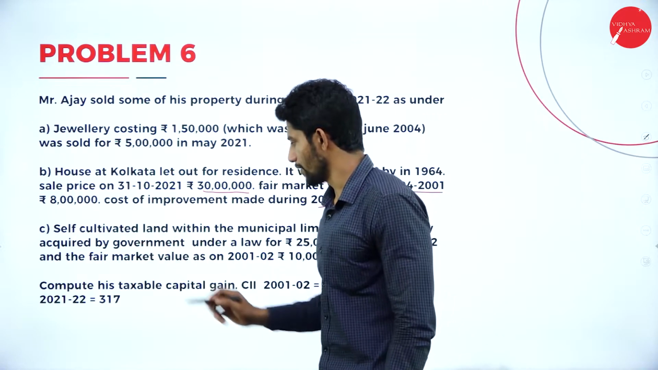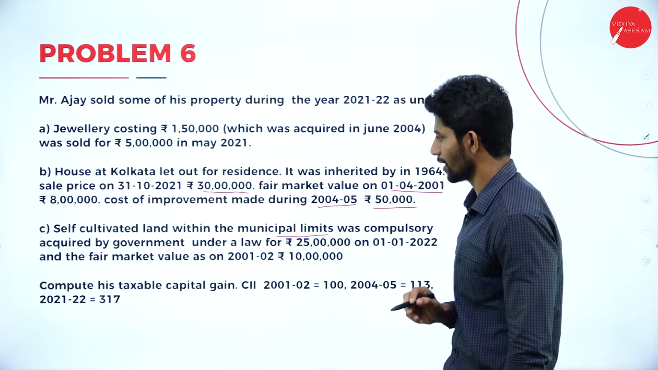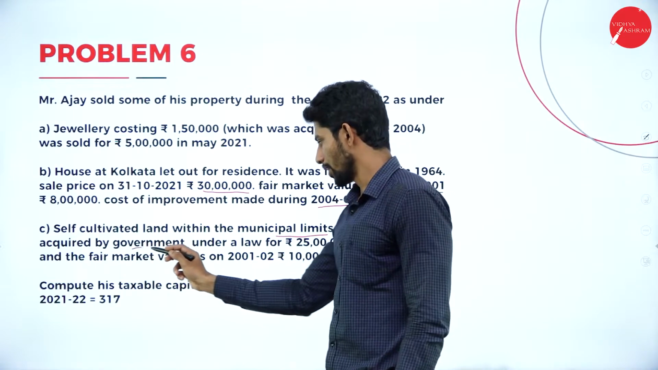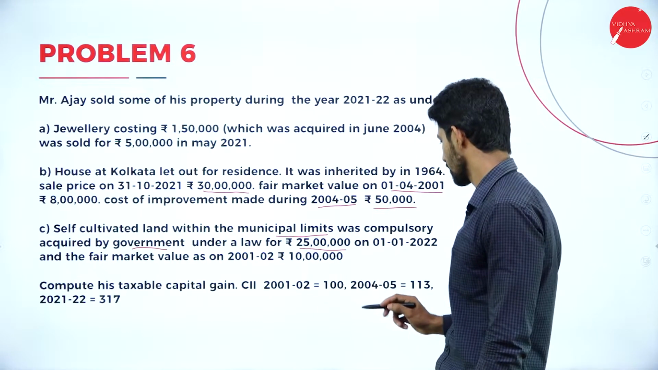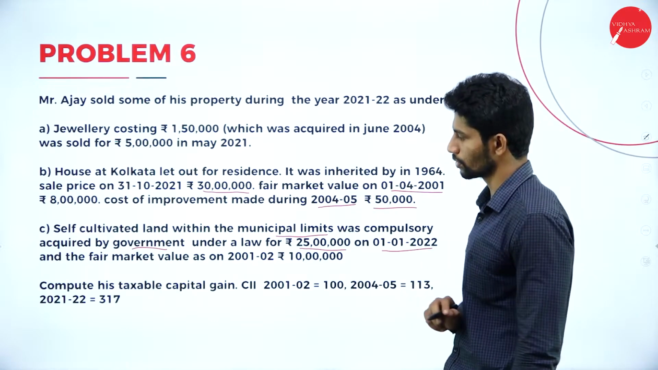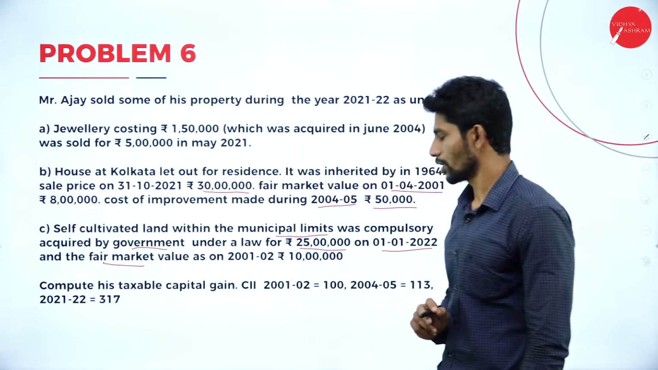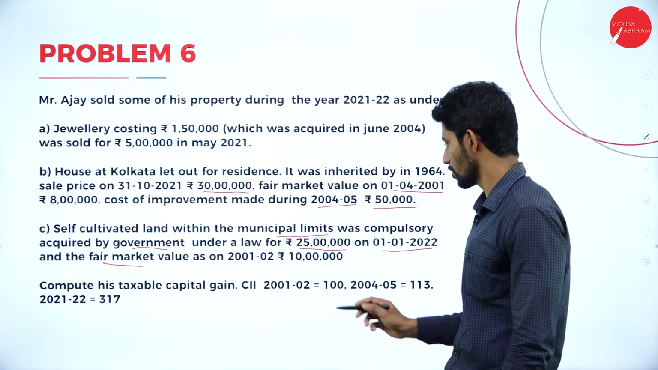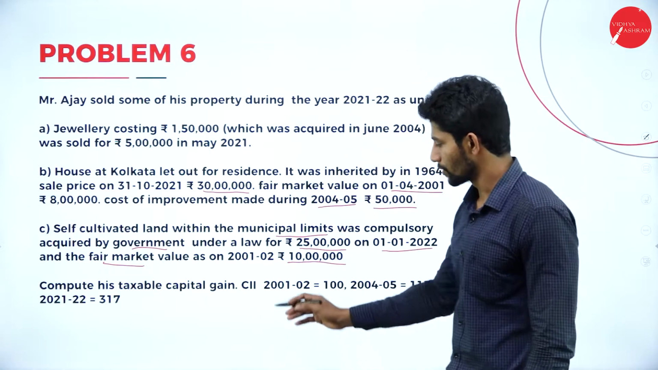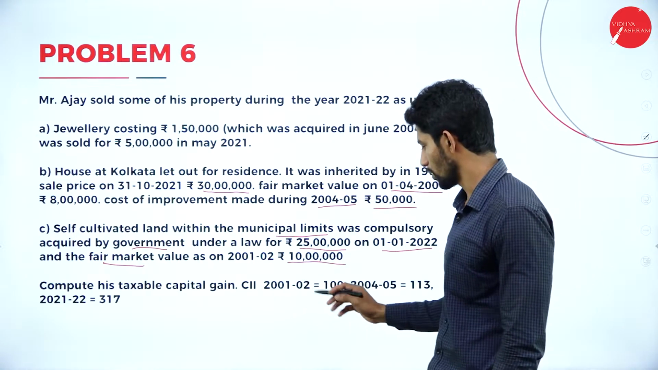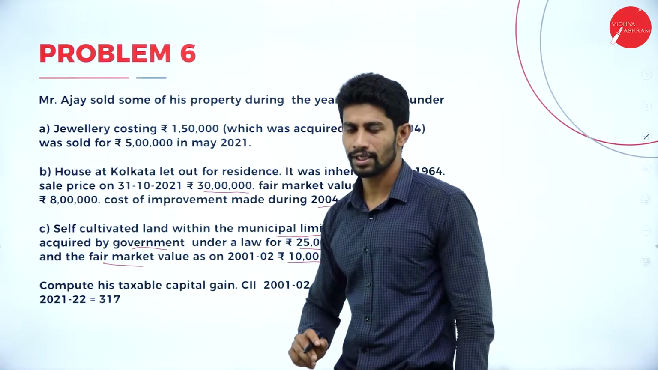Next, self-cultivated land within the municipal limit was compulsorily acquired by government under a law for rupees 25 lakhs on 1st/1/2022, and the fair market value as on 2001-2002 is rupees 10 lakhs. So compute the taxable capital gain by using CAA value for the years 2001-2002, 2004-2005, 2021-2022.